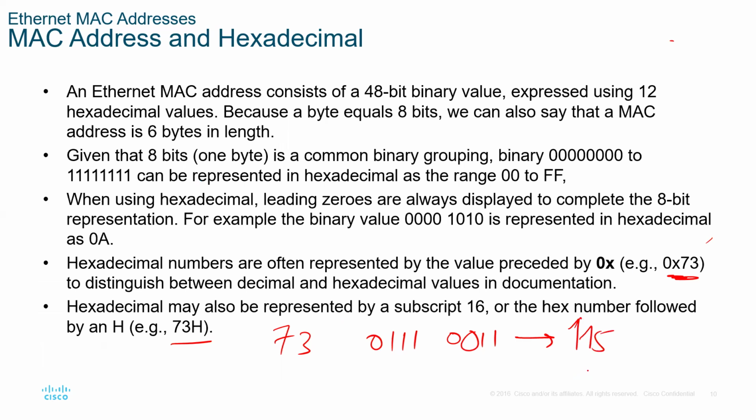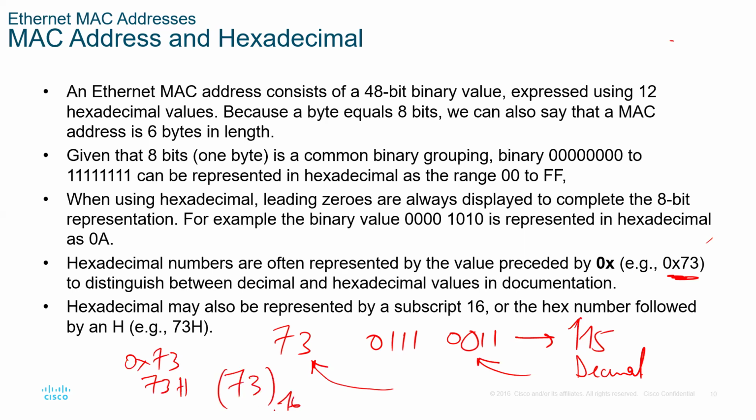So if we are given this decimal value, in binary, it's going to look like this. In hexadecimal, it's going to look like this. And the representation that you're going to see of this hexadecimal value is 0x73, or you can see 73H, or you can see 73 with the base 16. So these are three representations we can have of a number in base 16.